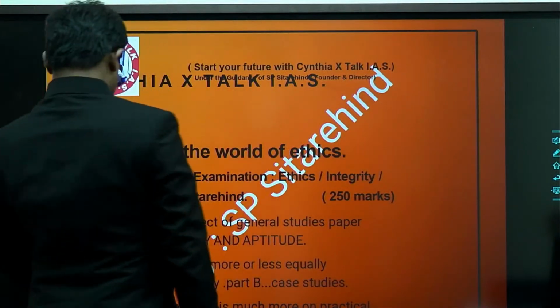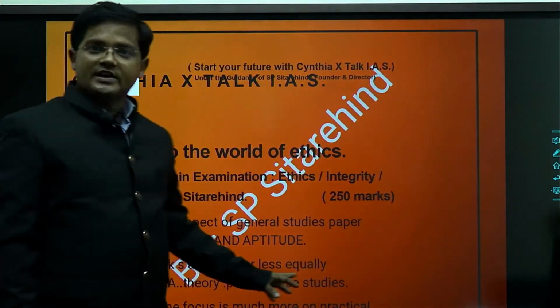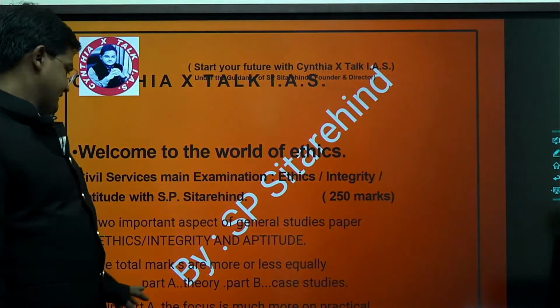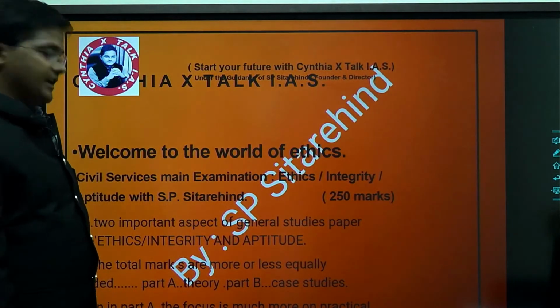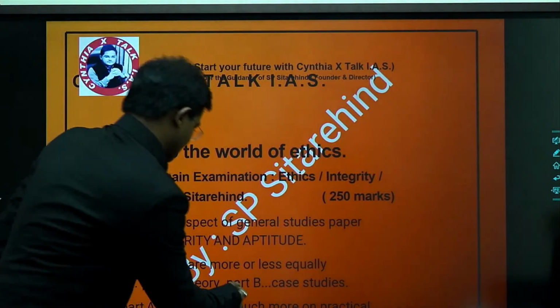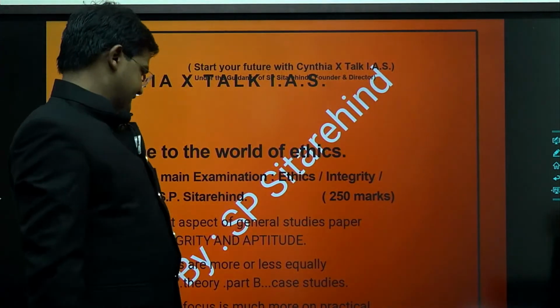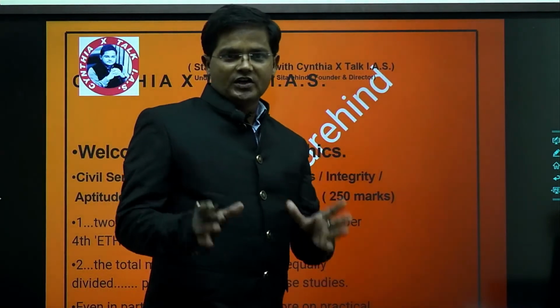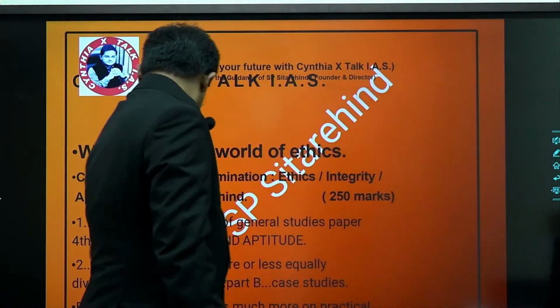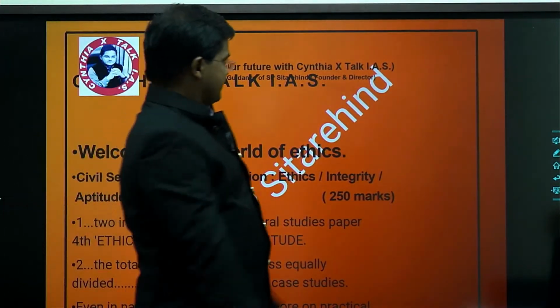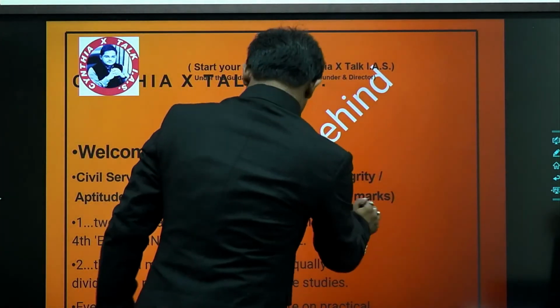Second point, the total marks are more or less equally divided into Part A and Part B. Part A refers to the theory, Part B refers to the case studies. Even in Part A, the focus is more or less equally divided. The Ethics fourth paper is only 250 marks.